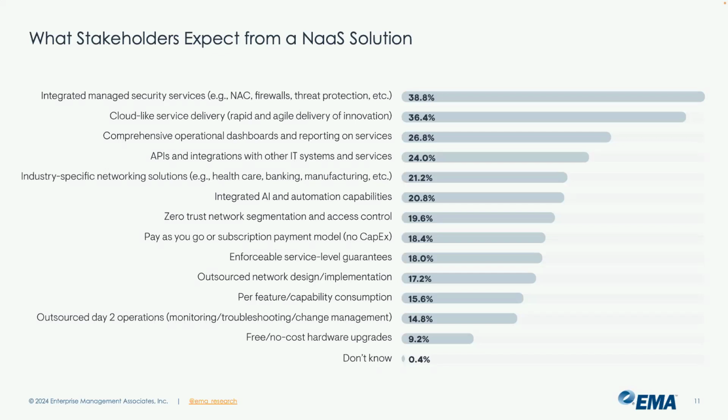So what you see at the bottom is they're not really thinking about per-feature capability consumption, because their existing networking vendors are already foisting that upon them. They don't like it. They aren't really thinking about outsourced day two operations like monitoring, troubleshooting, change management. They don't want to necessarily outsource that completely, which we'll see in a future slide here. And they're not really thinking about free, no-cost hardware upgrades, although that is going to be the case for a lot of people who are adopting things like data center networking as a service or campus networking as a service. But they're really thinking about security, flexibility, observability, and integrating into their overall IT operation.